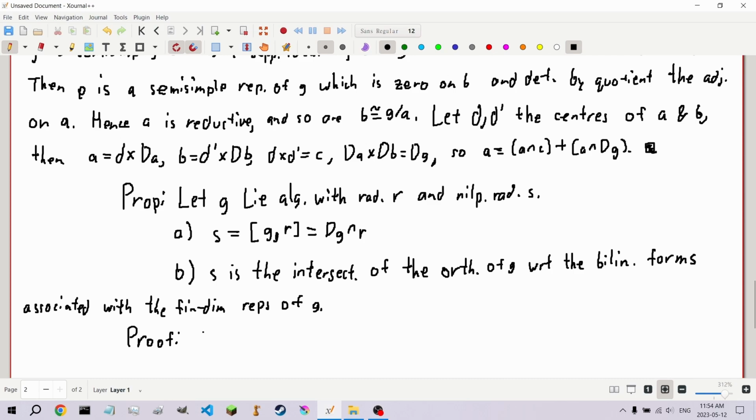So, just based on what we know, we see that the bracket of G with its radical is inside the intersection of its derived algebra with its radical. Now, we also have that the intersection of the derived algebra of G and R is equal to S by a previous theorem.